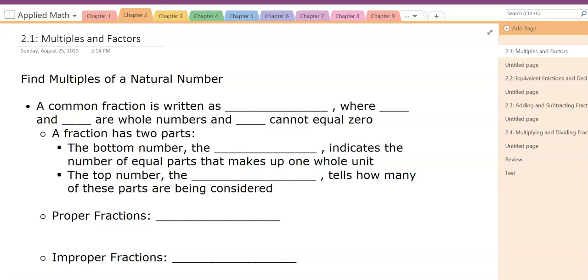First, we're going to focus on multiples. So finding multiples of a natural number. Natural numbers would be 1, 2, 3, 4, 5, and up. Okay, so all your numbers except 0, and we're not dealing with negative numbers.